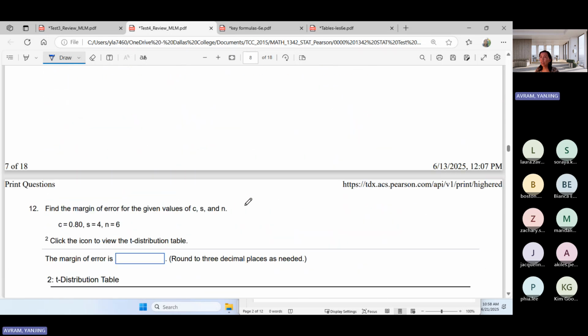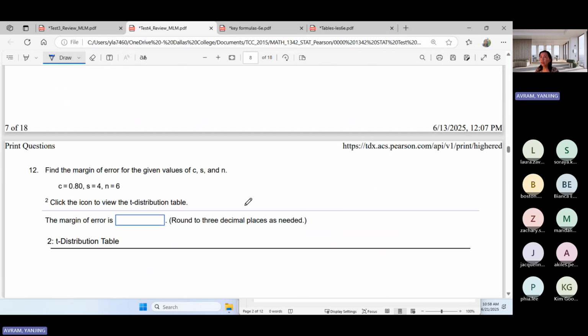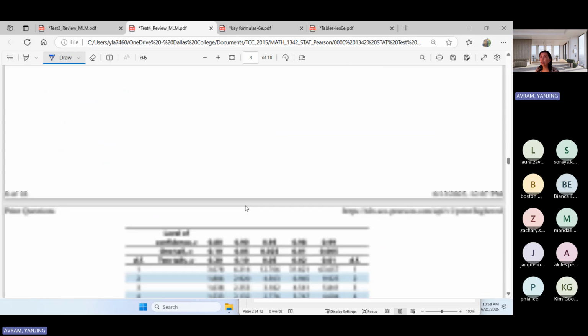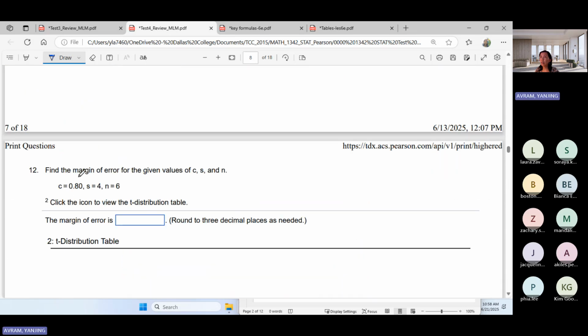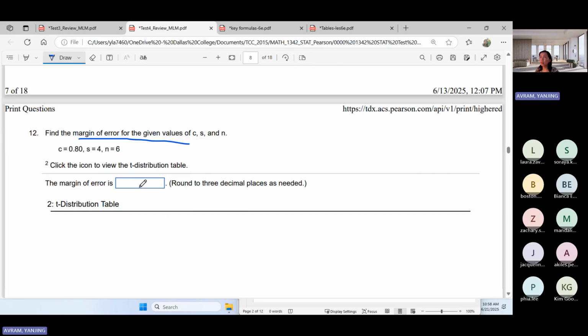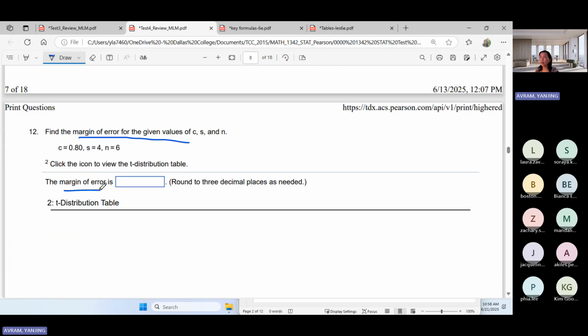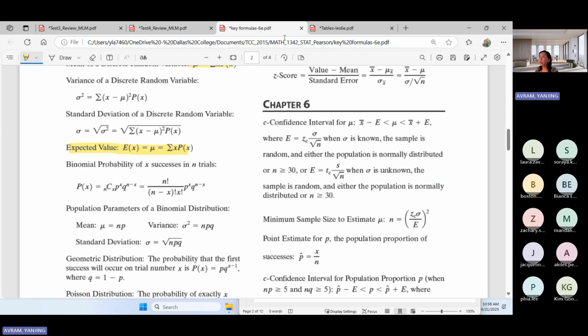Okay, so that is pretty much chapter 6. Okay, find the margin of error of this one. So this one is finding the margin of error using C, X, and N. So we need to see which formula to use. You have to use this one right here. This one has E, X, and N, which is for the T interval.